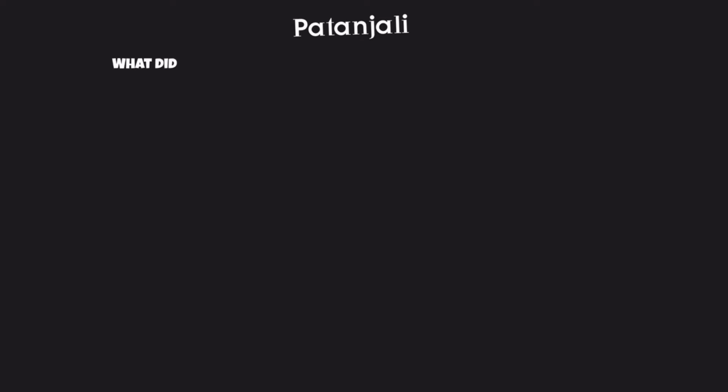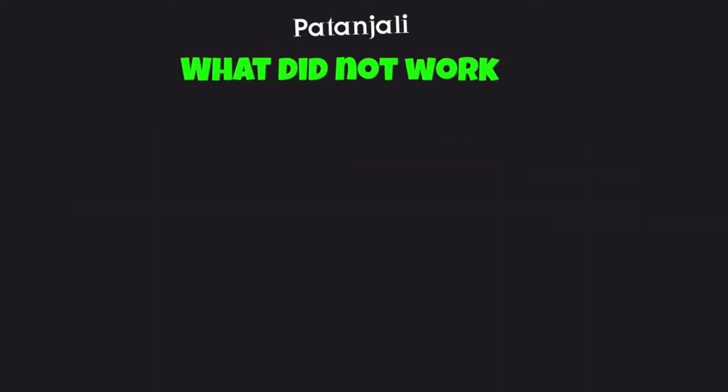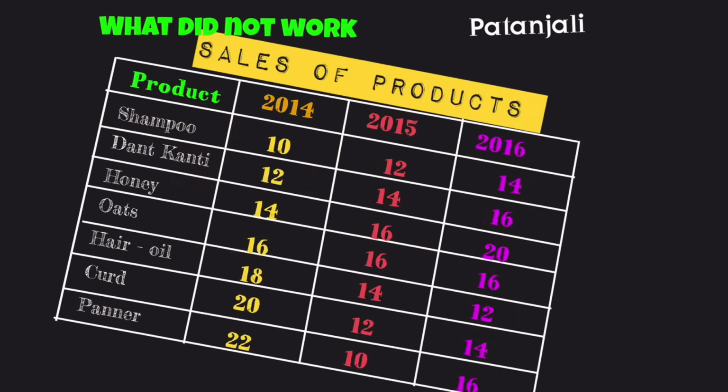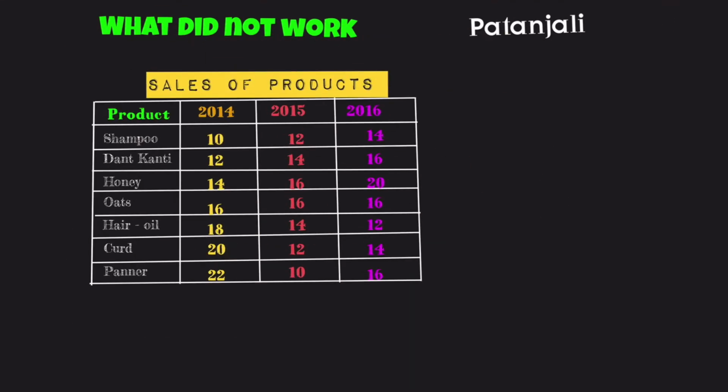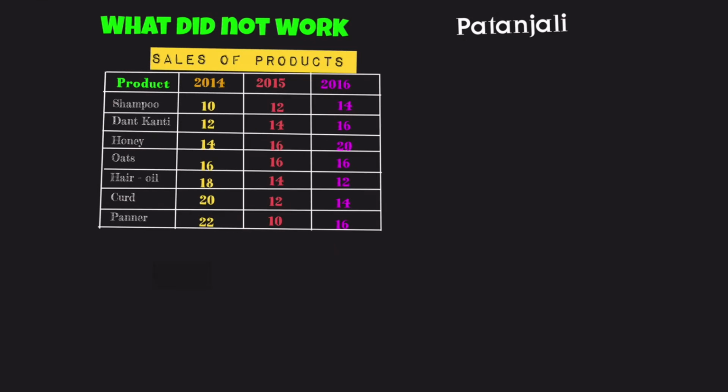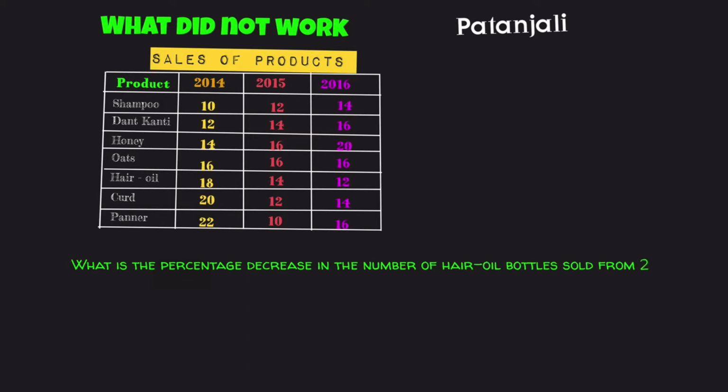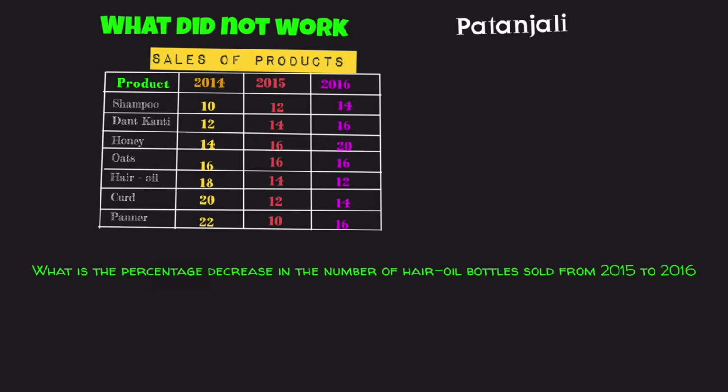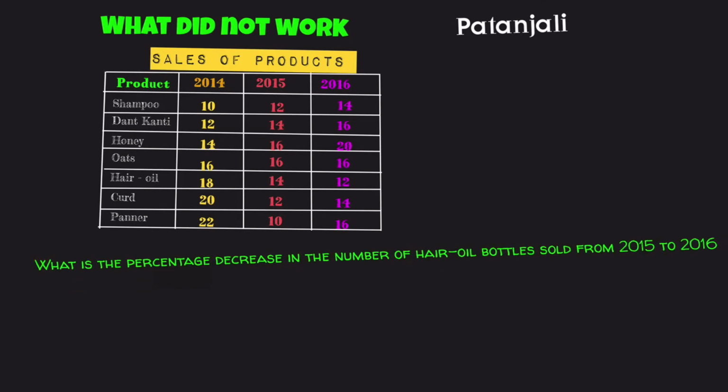So now we start the next part where we see the products which did not work, or for which the growth was negative. So let's start by understanding the product for which the growth was negative, which means the number of sales, or the number of products that were sold, decreased. So what is the percentage decrease in the number of hair oil bottles sold from 2015 to 16? 15 to 16, I need to see hair oil.